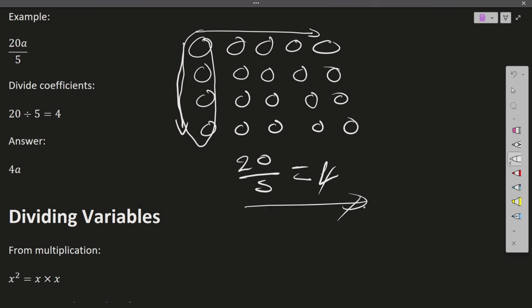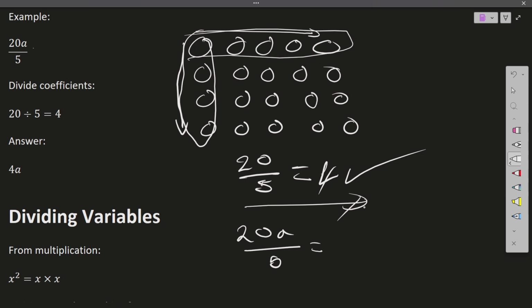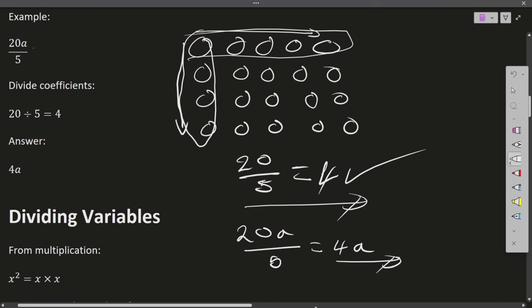Okay, so that is how you can use your fruit analogy. Okay, so 20 divided by 5 is 4. You get that? And then since we said 20a divided by 5, and we got that 20 divided by 5 is 4, then you keep your a. Okay, keep your a. If you cannot divide a by anything, you keep it. Okay, leave it exactly as it is, and this is our final answer.